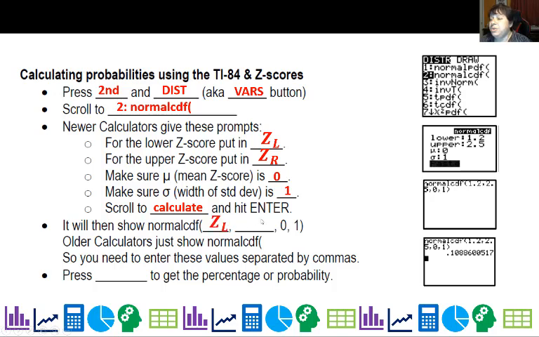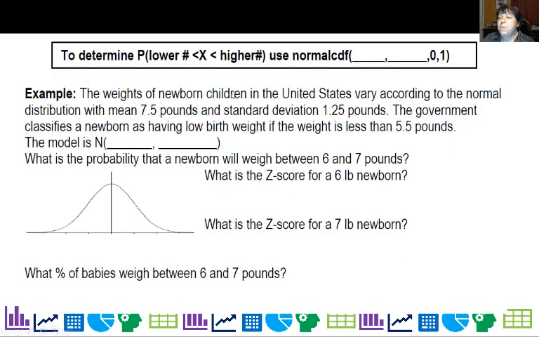And it will then show you normal CDF with z left and z right, and then you see the 0 and the 1. Now, if you have an older calculator, you won't get this nice screen. It's just going to show normal CDF, and you just enter those values separated by commas and press enter to get the percentage or probability, which is right here. Now, if I want to determine the probability that x is between two numbers, I can just use normal CDF with z left and z right.